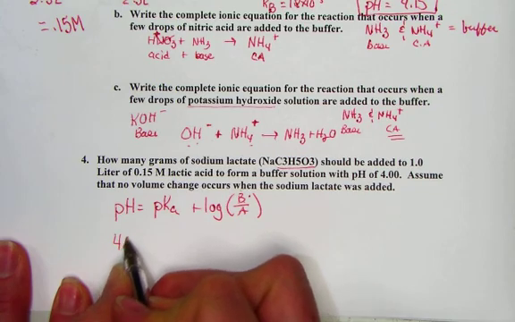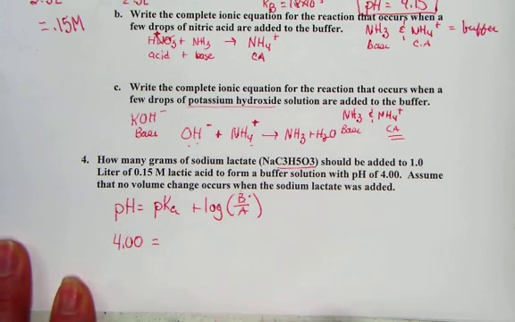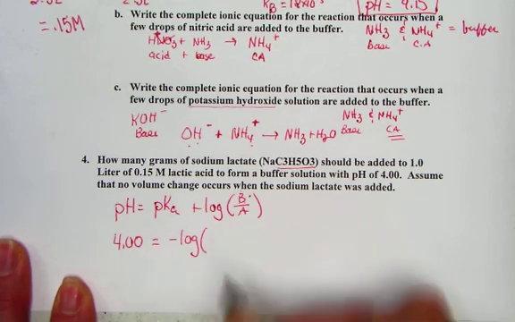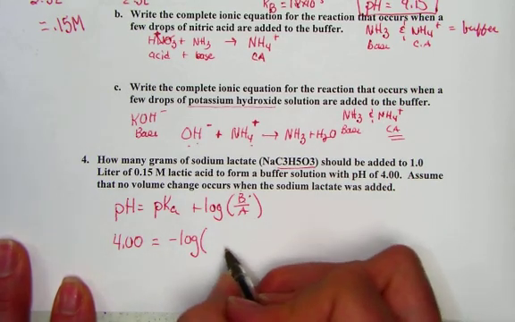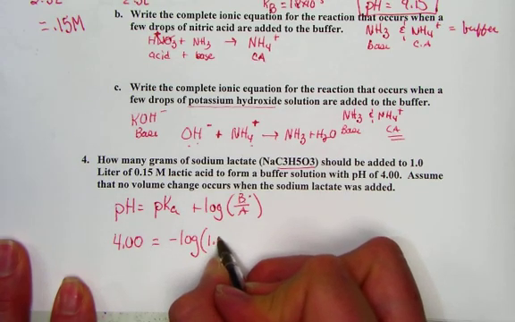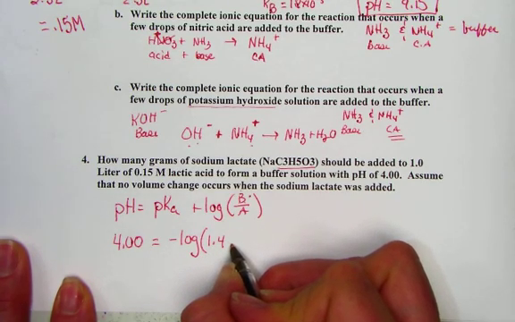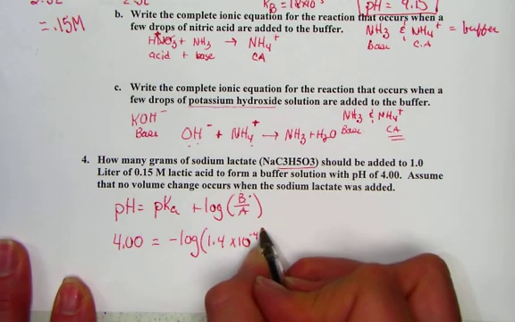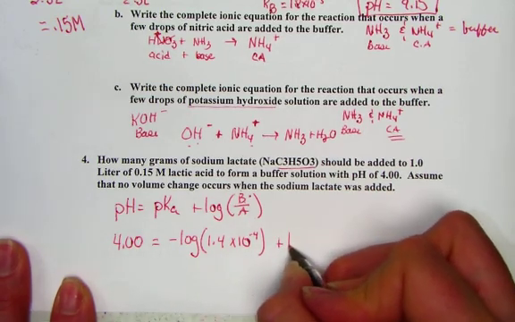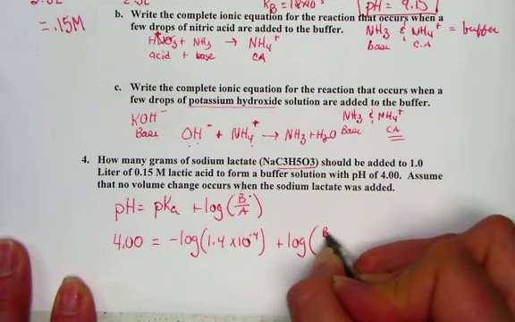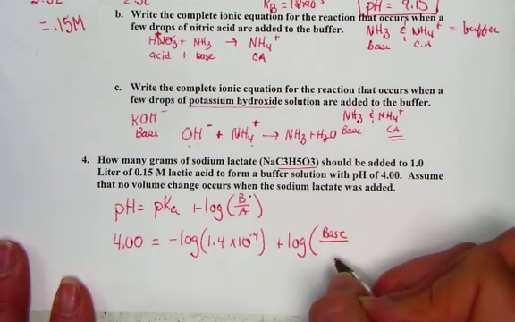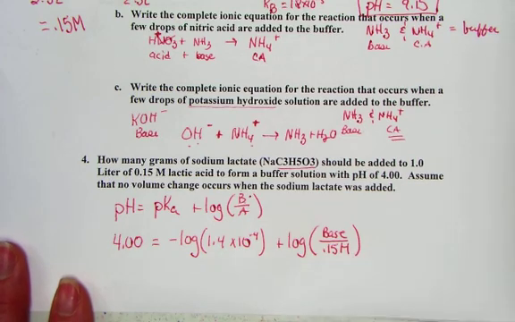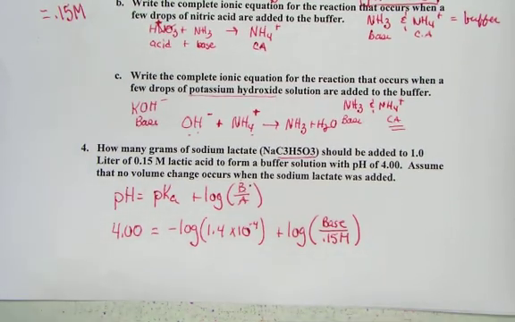The pH given to us, 4.00. pKa, remember P is just for saying negative log, the negative log of the Ka of lactic acid. We've looked that up before, and I'm just pulling that from problem 1 above: 1.4 times 10 to the negative 4th, plus the log of the ratio of base, which we don't know, but we do know the acid to be 0.15 molar units.